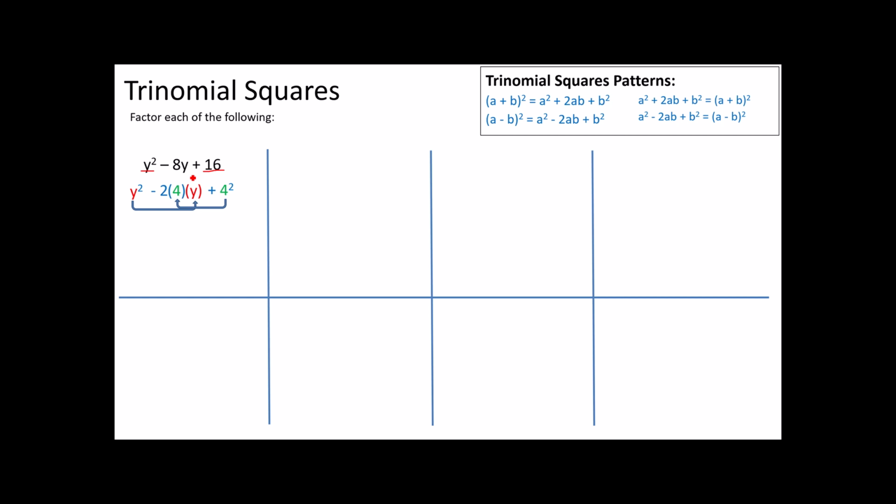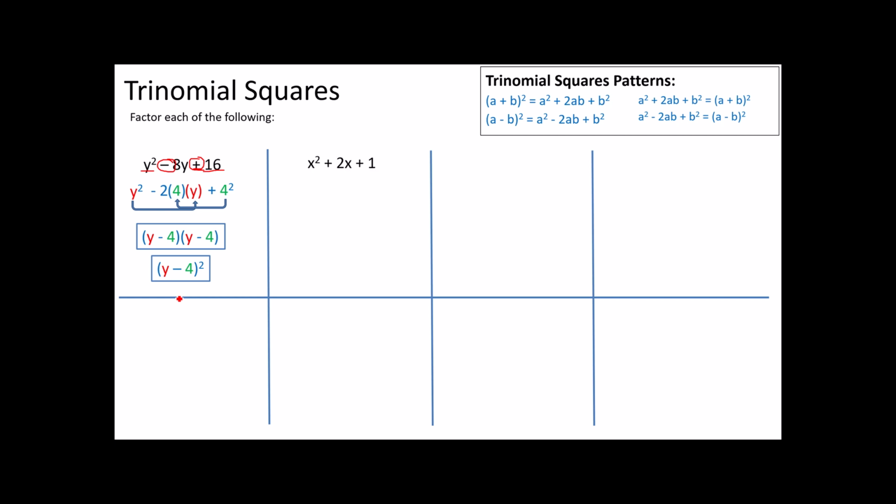Therefore, this is a trinomial squares pattern, which means in factored form, this is y minus 4 times itself. I knew it was minus because this middle term had a negative. I also know that the signs must be the same in order for me to get a positive number here. Now, some people might prefer to write that as y minus 4 squared. There are times when each of those is going to be more useful than the other.